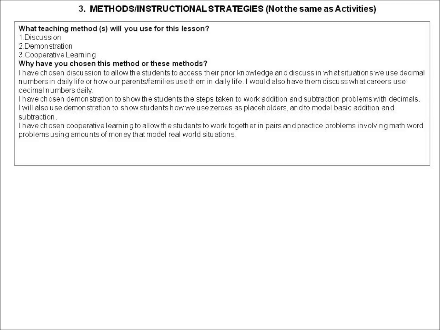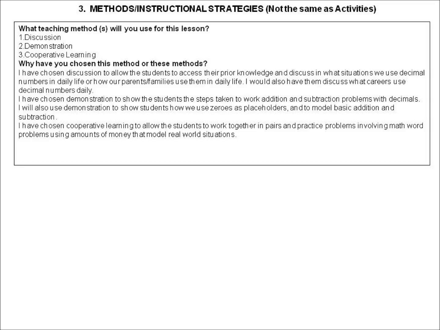I've chosen demonstration to show the students the steps taken to work addition and subtraction problems with decimals. I will also use demonstration to show the students how we use zeros as placeholders and model basic addition and subtraction, which is just kind of a refresher on skills we hope they have already learned, but they may need some more knowledge or maybe more practice.